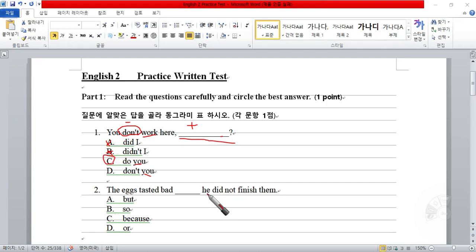All right, let's go down to number 2. The eggs tasted bad, blank, he did not finish them. Okay. Now, for your choices in this question, you have a number of conjunctions. Okay. But, so, because, or.